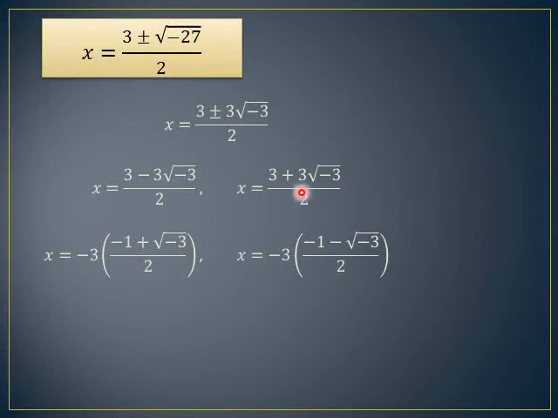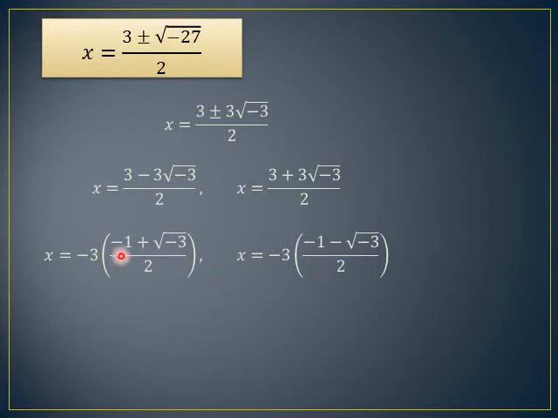Same goes for the other side. We have 3 plus 3 under root minus 3 by 2. 3 will be taken as the common digit, but along with the minus sign. The reason is to change that plus sign to minus sign. Taking minus 3 common, we will have minus 1 minus under root minus 3 by 2 inside the bracket.